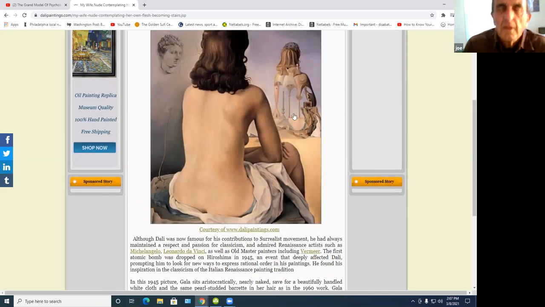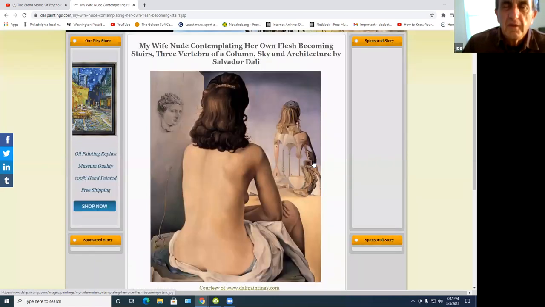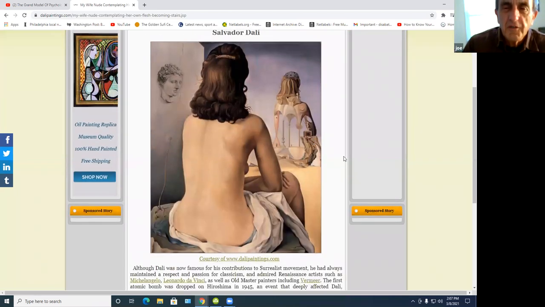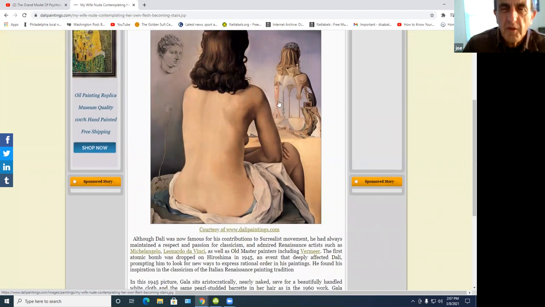My wife nude, contemplating her own flesh, becoming stairs, three vertebrae, a column, sky and architecture. So this was 1950, so the atomic bomb and disintegration had a profound impact on him. So it's almost like you're looking through historical periods. This is very Renaissance, done with the skill of a Renaissance painter. And then the whole disintegration of form, looks like a rocket ship.